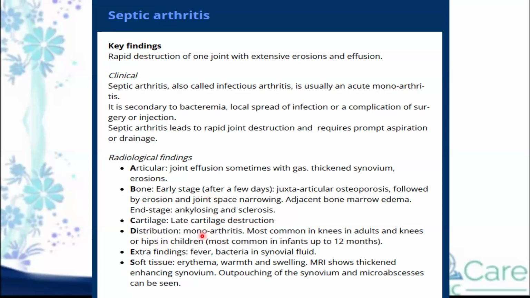Monoarthritis is important. It most commonly occurs in the knees in adults, and in children it can occur in knees and hips. It has been seen commonly in infants up to 12 months. When they give you the question, they will give you a feature such as fever. There will be a high spiking fever with chills and rigor, suggestive of bacteremia. And in the soft tissue there is warmth, swelling, tenderness. All those features, so remember that is then septic arthritis.